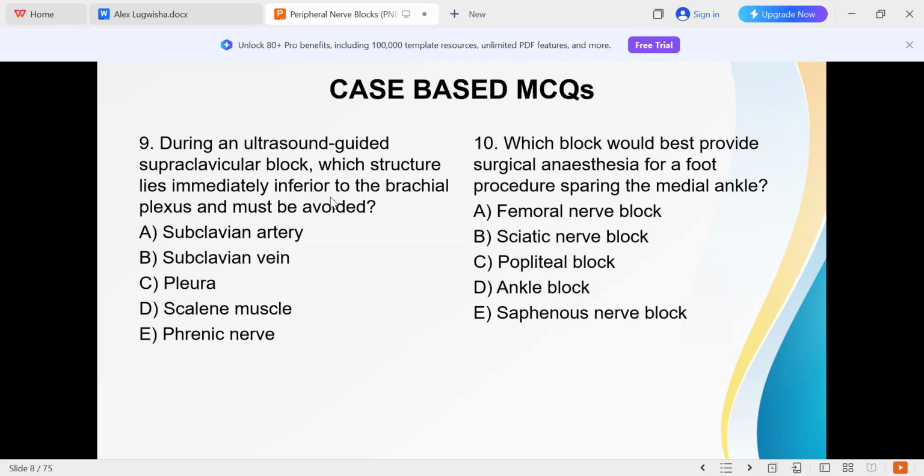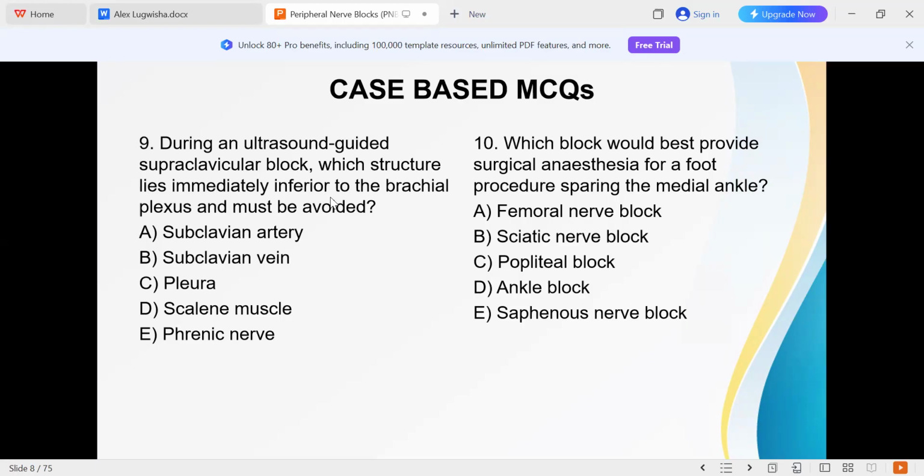Question 10. Which block will best provide surgical anesthesia for a foot procedure sparing the medial ankle? Femoral, sciatic, popliteal, ankle block, or saphenous nerve block? Sciatic nerve block, B. C, popliteal block.